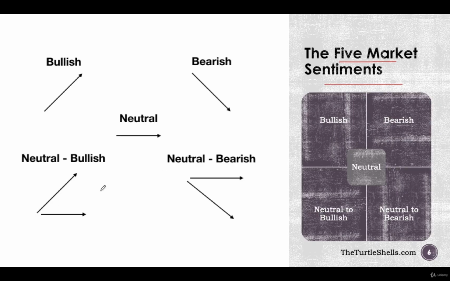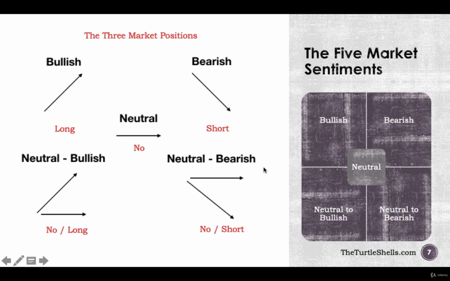Then there is something called neutral to bullish. Now here you feel that the market is either likely to remain flat or it is likely to go down. But you know that there is a high probability that the market will not go down. Okay? And neutral to bearish is the opposite of that. There is a high probability that the market will not go up. So it will either go flat or it will go down. So what to do in this scenario?